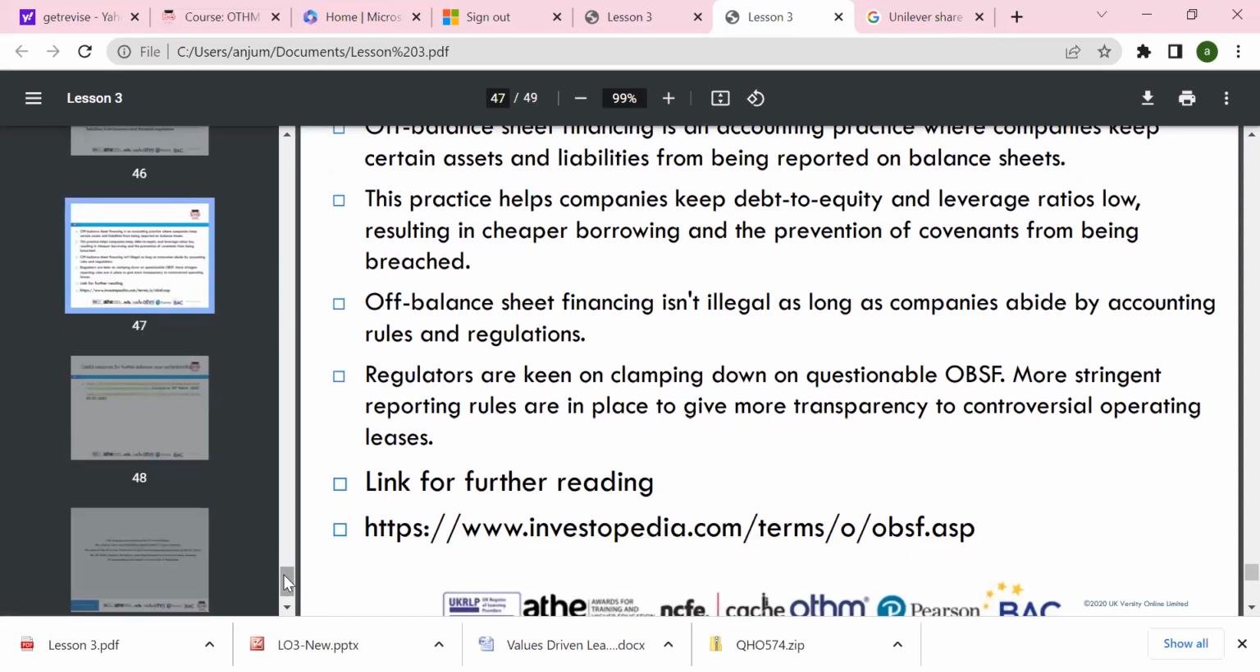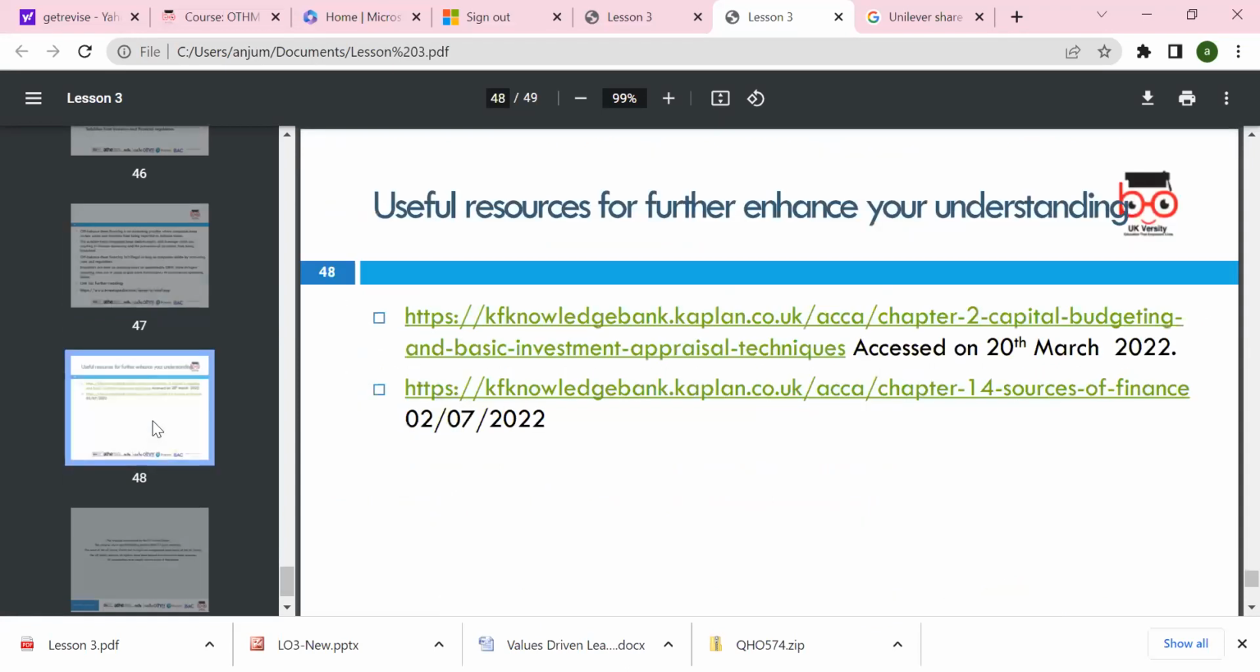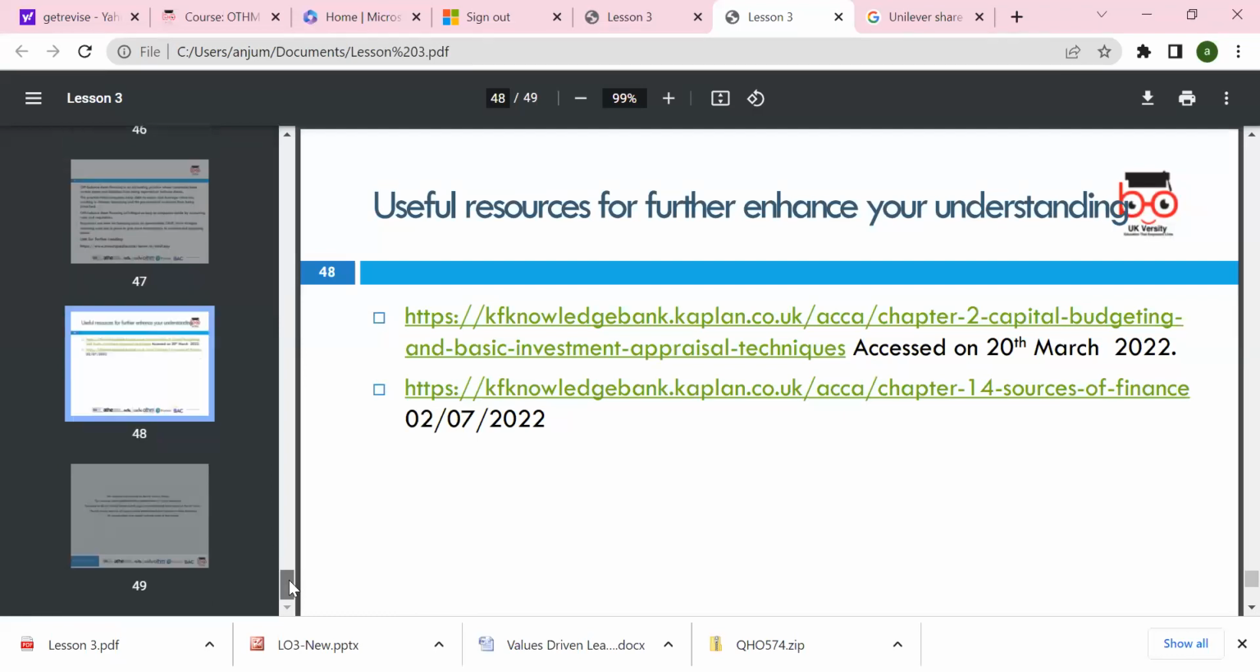Off balance sheet means it's not showing on the balance sheet. The balance sheet is a statement of financial position, which shows the assets, liabilities, and capital of the company, and it's illegal to hide items off the balance sheet. I have also been given links for extra reading, which you can click and read.